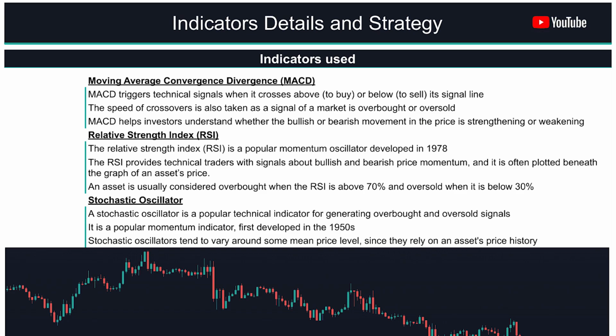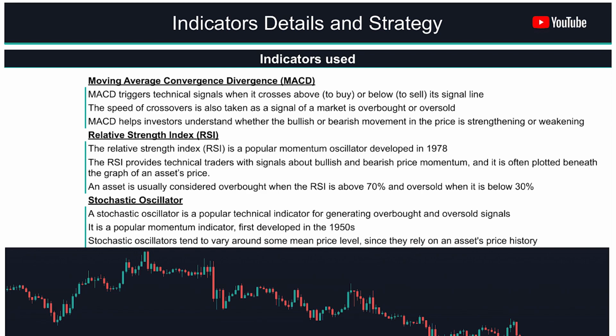So the moving average convergence divergence, also called MACD, is a trend following momentum indicator that shows the relationship between 2 moving averages of a security's price. The default settings are calculated by subtracting the 26 period exponential moving average from the 12 period EMA. However, this strategy has slightly different settings for the MACD.